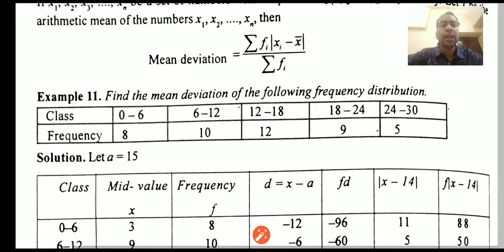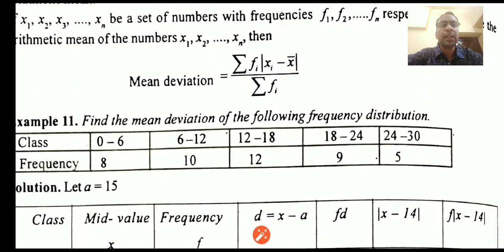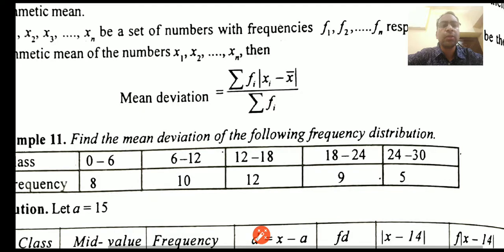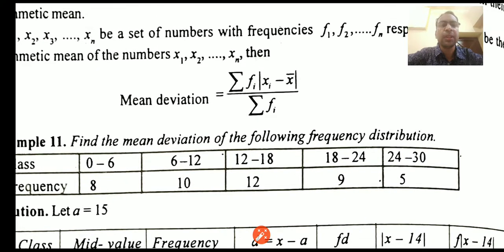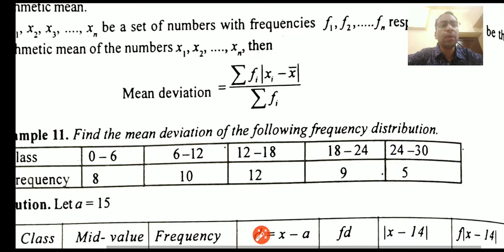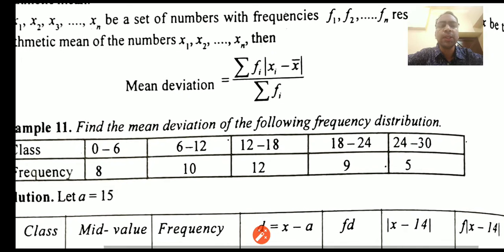So let's calculate. First, let us take a look at the formula. What do we require? We require the mean of the values. Then we require the deviation from the values to the mean, that is xi minus x bar. Then we need the product of this deviation with the respective frequencies, and we need the sum of all these, that means sigma, and we need the sum of all the frequencies. So we need to construct all these columns.